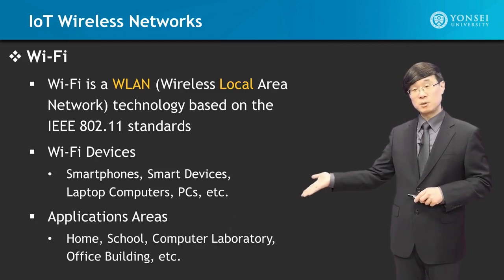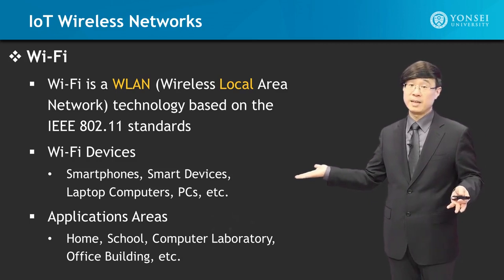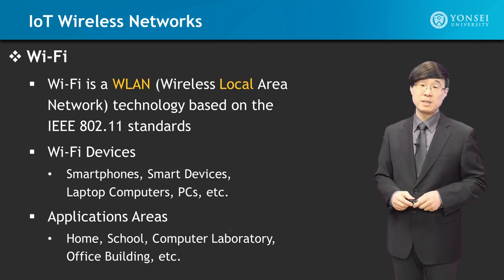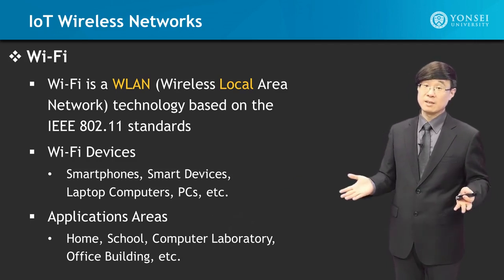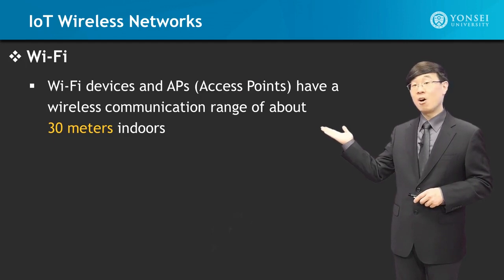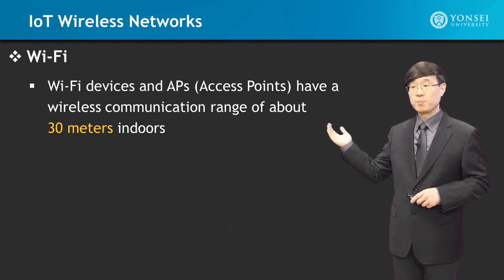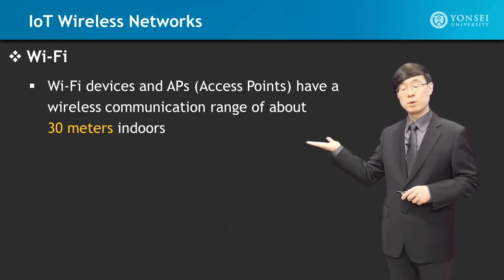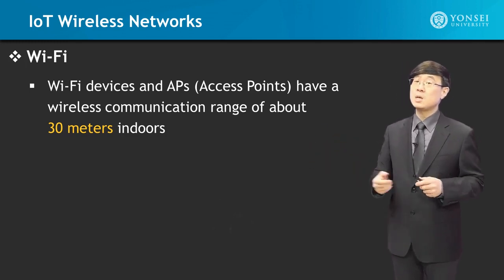Application areas include everything, simply. From homes to schools to computer labs to office buildings, like I said, everything, simply speaking. Wi-Fi devices and access points, APs, have a wireless connection range of about 30 meters when you're indoors. What do you mean by indoors?